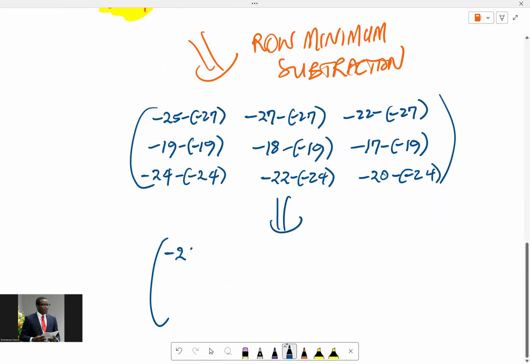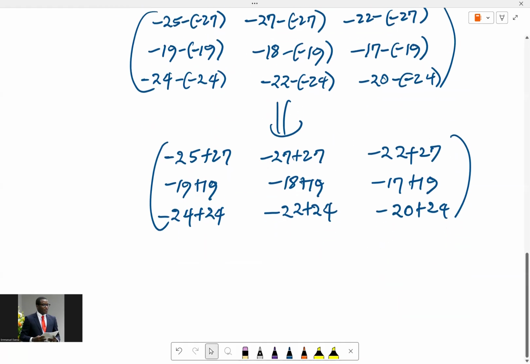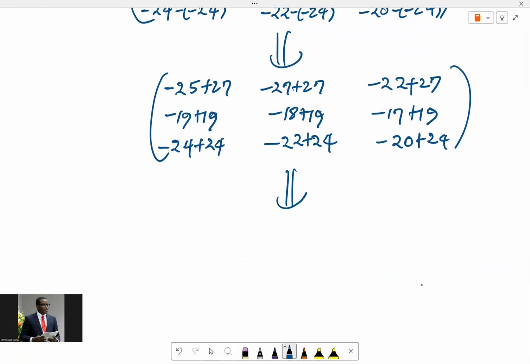That's like minus 25 plus 27, minus 27 plus 27, minus 22 plus 27. Next, we have minus 19 plus 19, minus 18 plus 19, minus 17 plus 19. And lastly, we have minus 24 plus 24, minus 22 plus 24, and minus 20 plus 24. I didn't have to do all this, but I just feel I should take the pain.